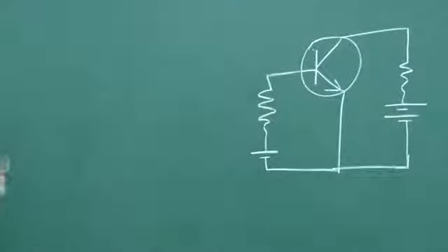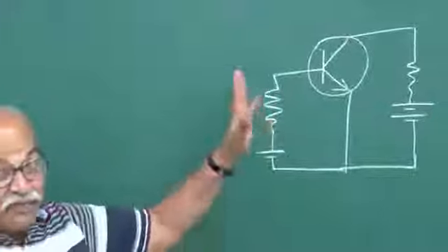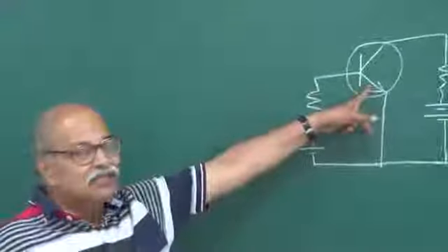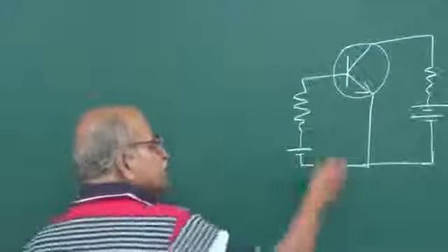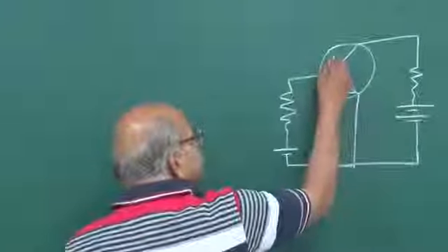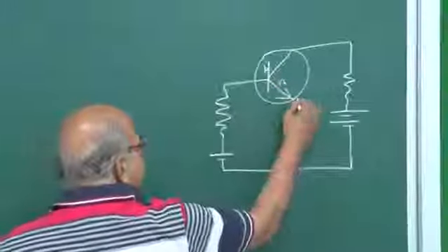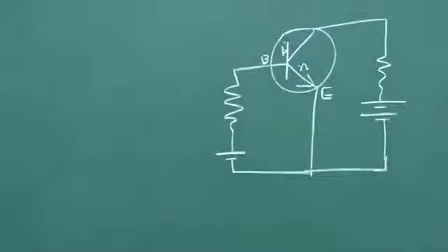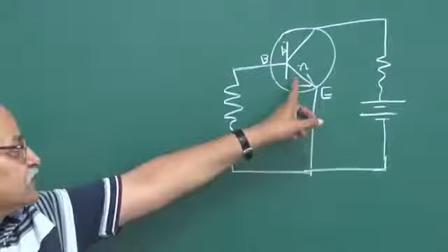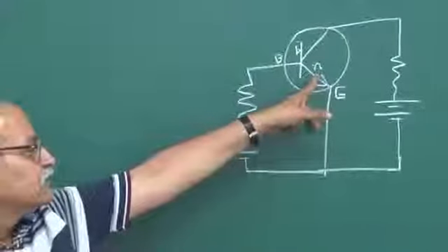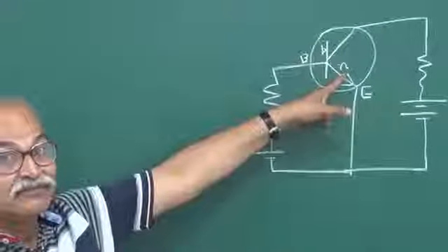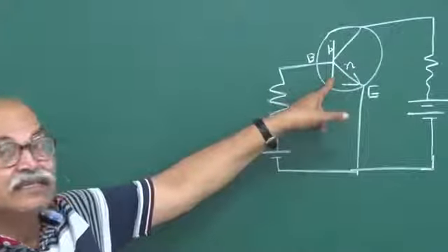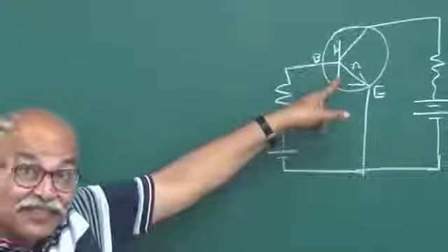Now, what happens? This is the most important physics involved. This emitter and this base, this N here and this P here, this is emitter and this is base. This is forward biased, and this N is heavily doped, emitter is heavily doped, and the base is lightly doped and is very thin.